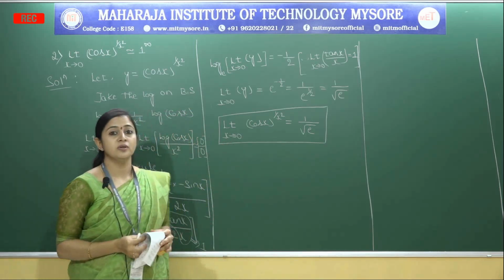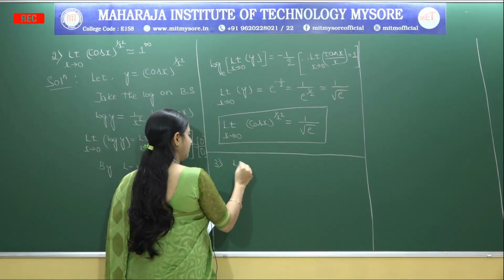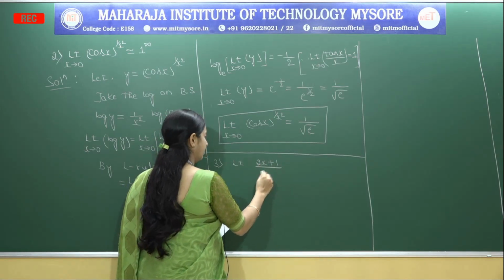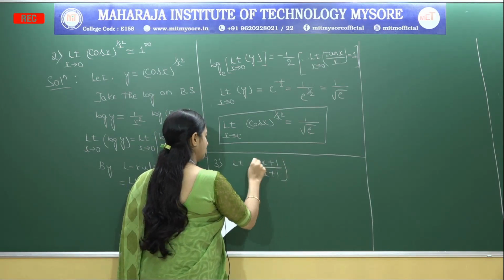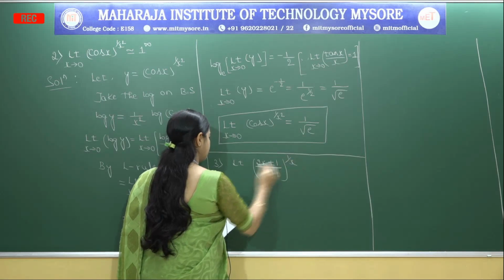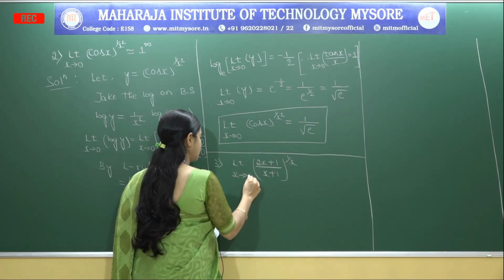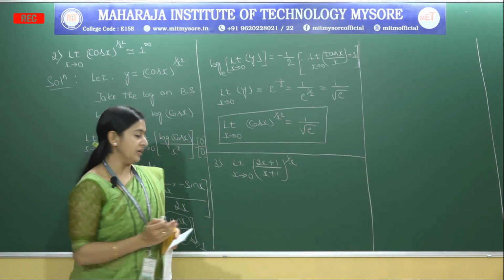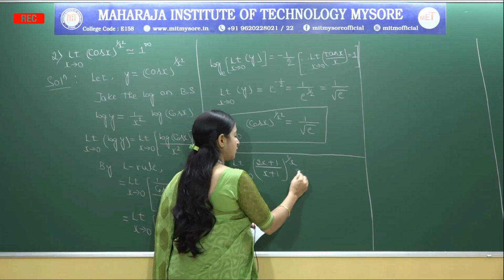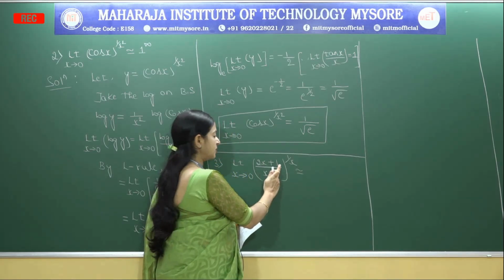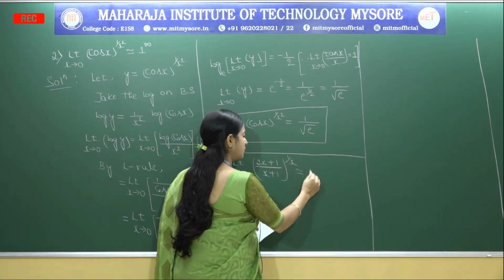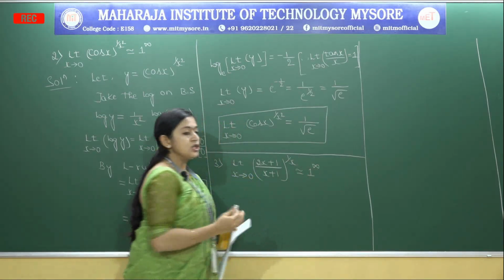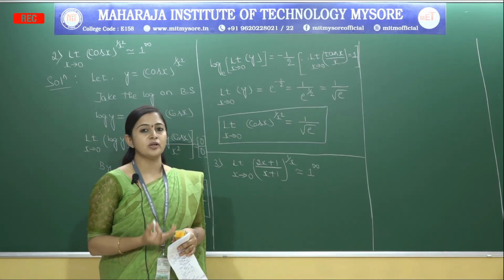This is the problem. Third one: limit of (2x plus 1 divided by x plus 1) power 1 by x as x tends to 0. First you apply the limit as x tends to 0. The first part is 0 plus 1, which gives 1, and the denominator is also 1. So it tends to 1 power 1 by 0, which is infinity. So the given problem tends to 1 power infinity.